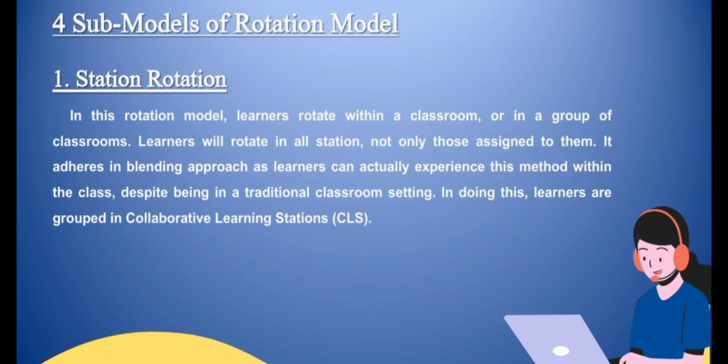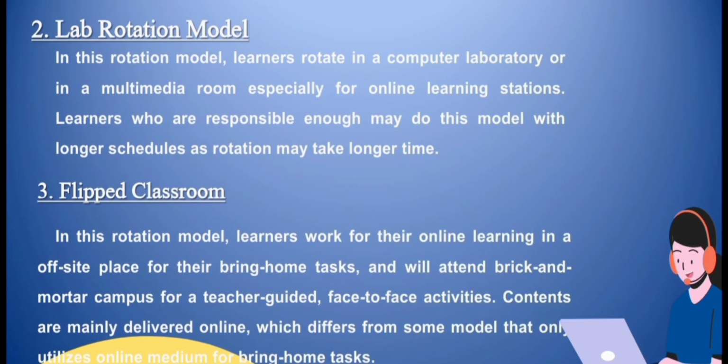Now we will move on to the next slide, which is all about the lab rotation. In this rotation model, learners rotate in a computer laboratory or in a multimedia room, especially for online learning stations. Learners who are responsible enough may do this model with longer schedules, as rotation may take longer time. So in short, the lab rotation model is just like the station rotation that allows the students to rotate through stations on a fixed schedule. However, in this case, online learning occurs only in the computer laboratory or in the multimedia room.